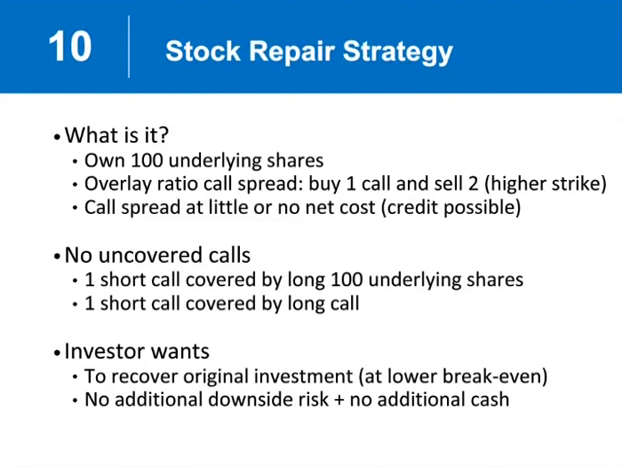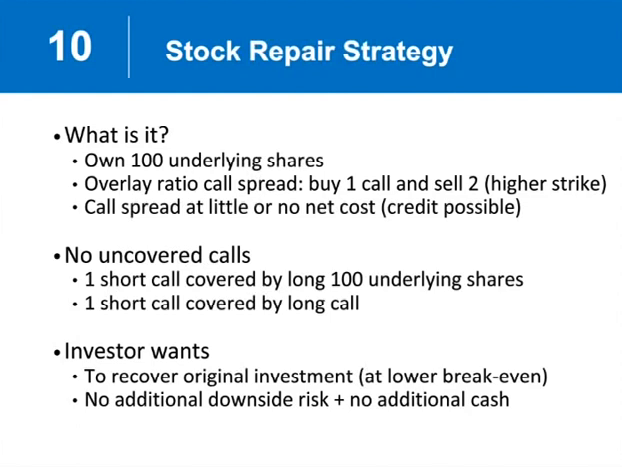What do we mean by that? Well, we've got 100 shares of stock. We're going to buy a 1-by-2 call spread. So the ratio is going to be basically 2 for 2. We're not going to have uncovered calls because that gets us into a whole different risk profile.